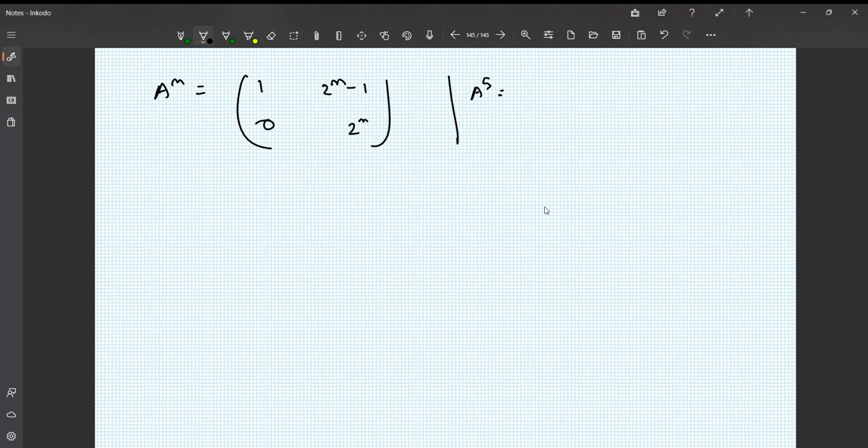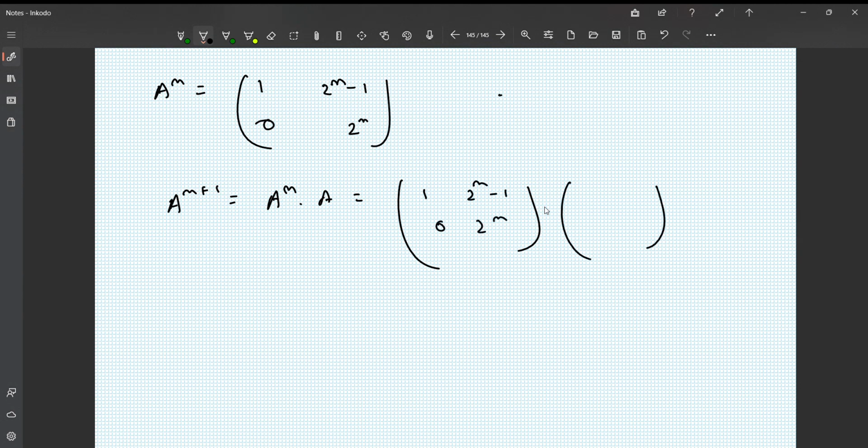You can also calculate A to the power 5 to verify it. You can obviously proceed by induction. You have written A to the power n in this form. You can just calculate A to the power n plus 1. Let me just be pretty sure of the fact. Then what is A to the power n plus 1? It is A to the power n times A. So it's [1, 2^n - 1; 0, 2^n] times A, which is [1, 1; 0, 2]. Let's just calculate it out.